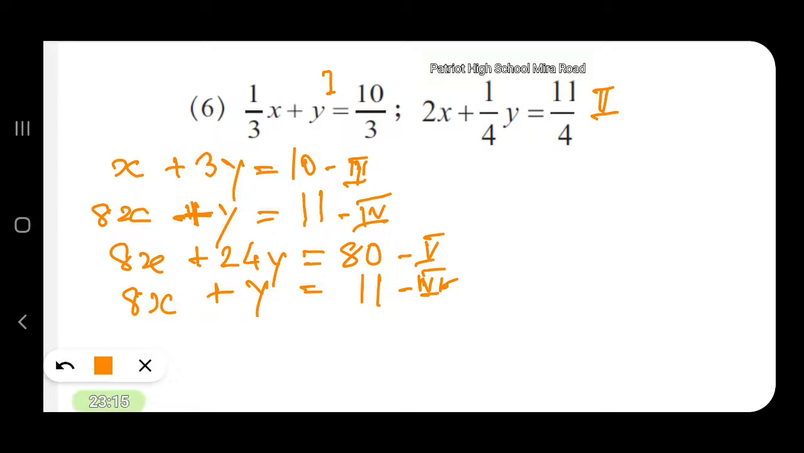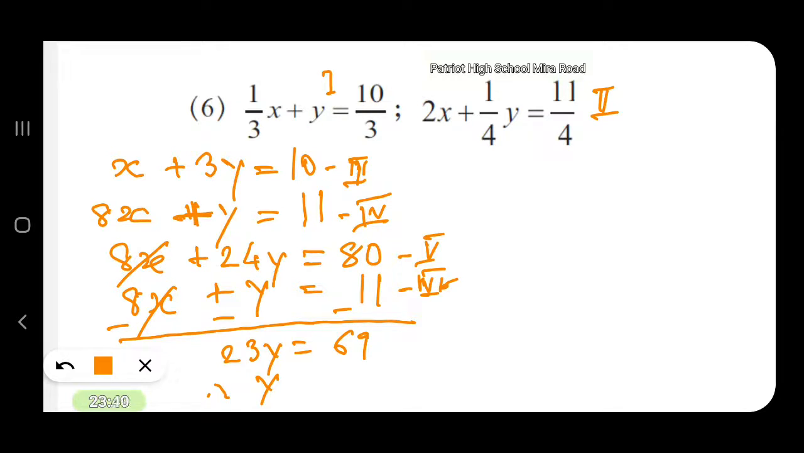from equation 5, we have 8x minus 8x, minus y, and plus 11 will become minus 11. So x term will get eliminated. The term in y will be 23y is equal to 69. Therefore, dividing both the sides by 23, we have y is equal to 3.